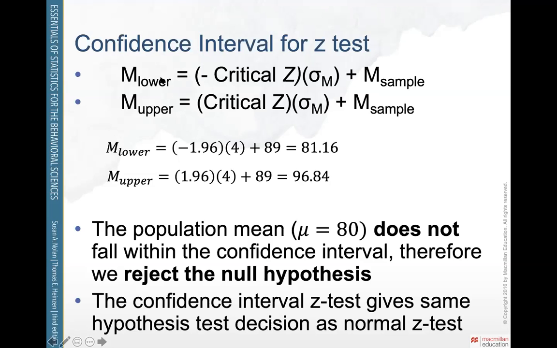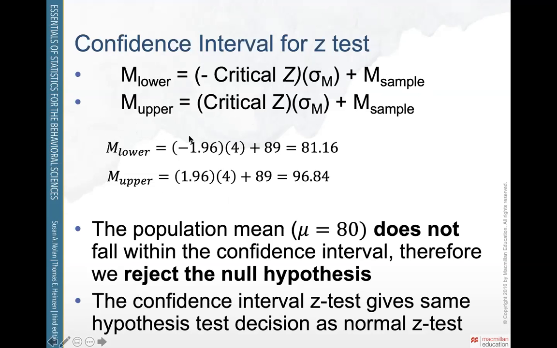So for each one, we take negative critical z times the standard error plus our sample mean, which was 89. That's for the lower bound. For the upper bound, we take the positive critical z, 1.96, times our standard error of 4, plus the sample mean, which is once again 89. So you can see how I set things up right here. And then you just do the math. You just work it out.